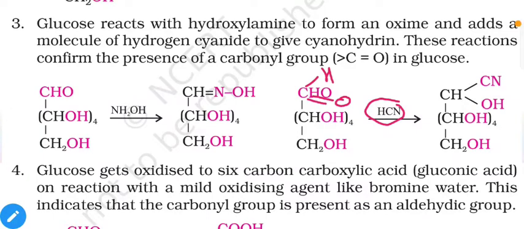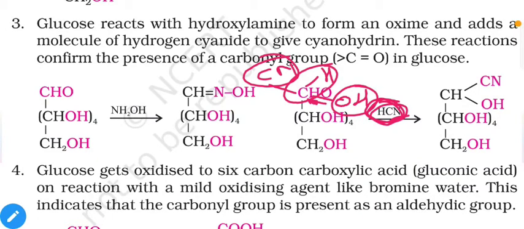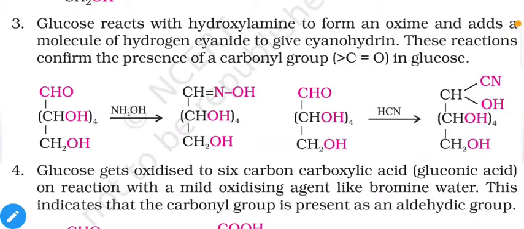That means this double bond will break from here, and now carbon needs to form one more bond. So hydrogen will attach with oxygen from the HCN and cyanide will attach directly with the carbon. So you will get CH, CN, and OH will be attached with the center carbon. So CH, CN, OH. And this second reaction is also possible if a carbonyl group is present.